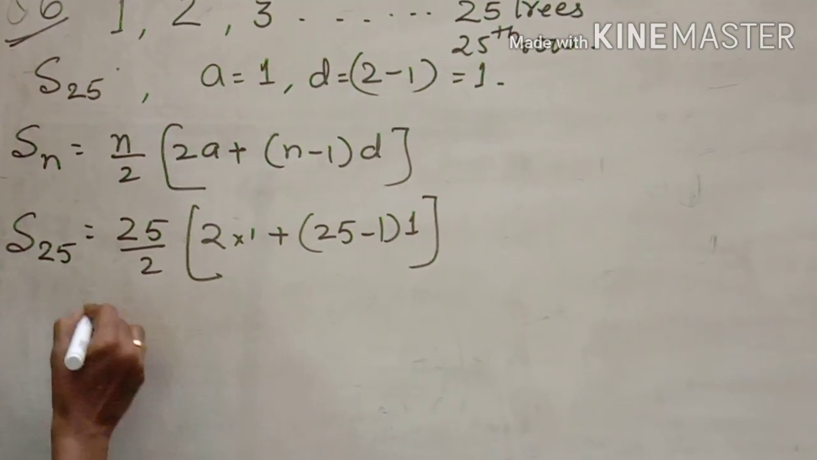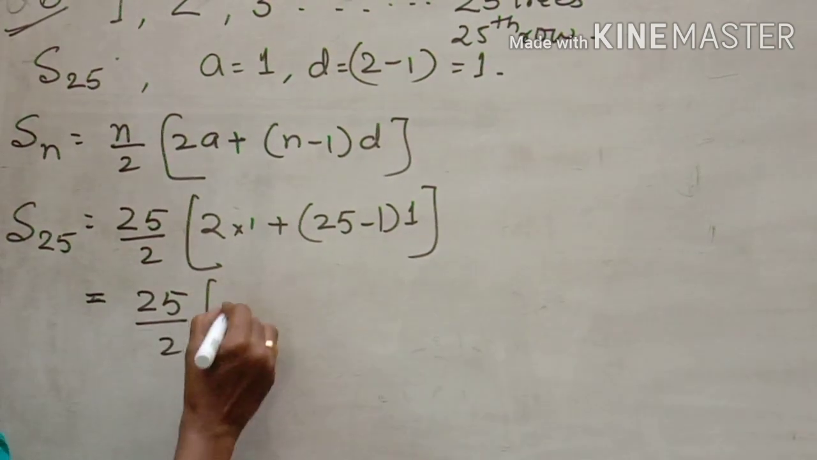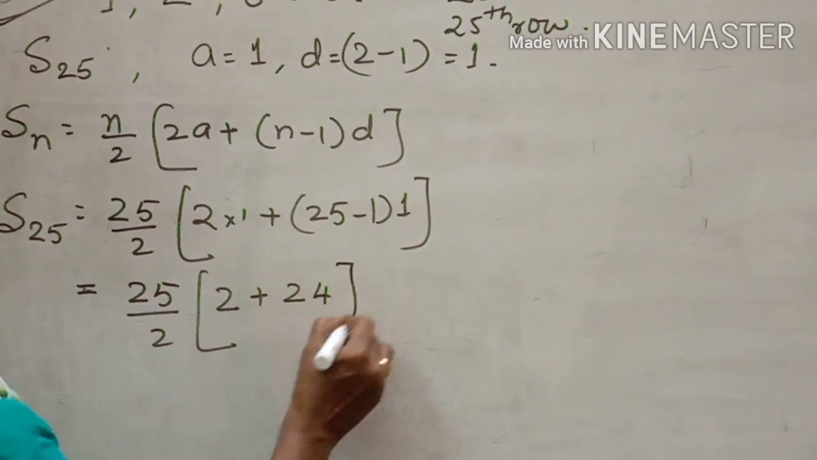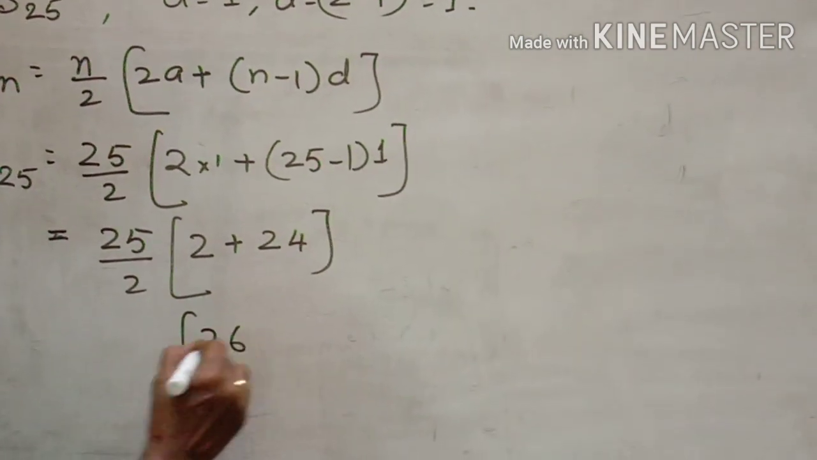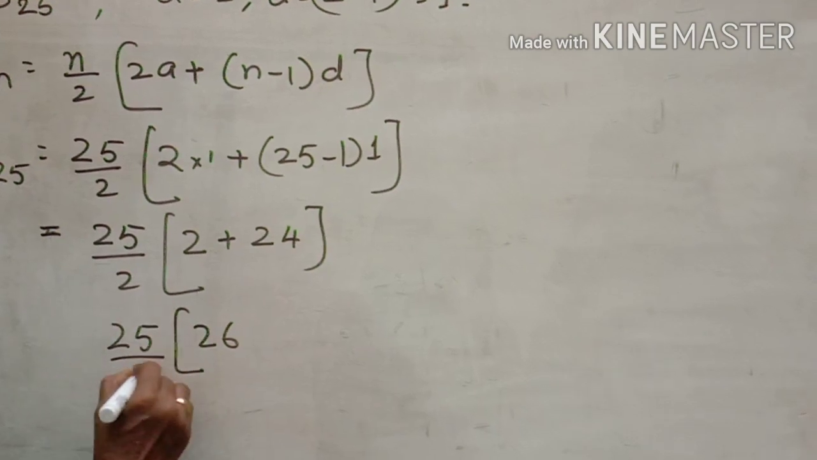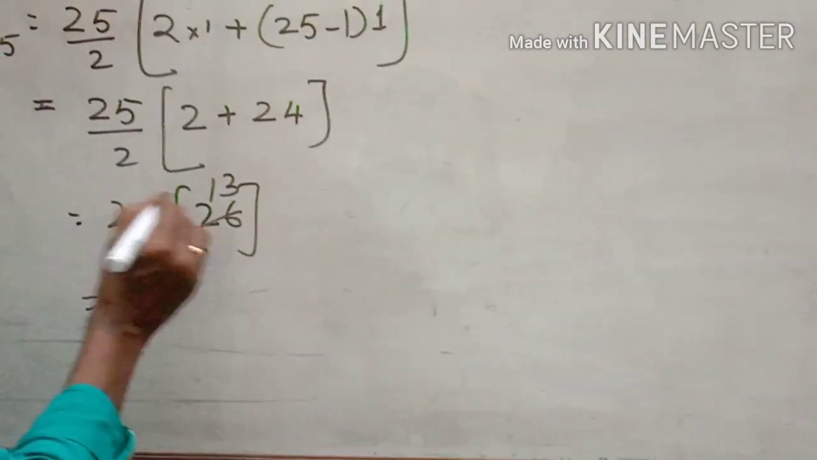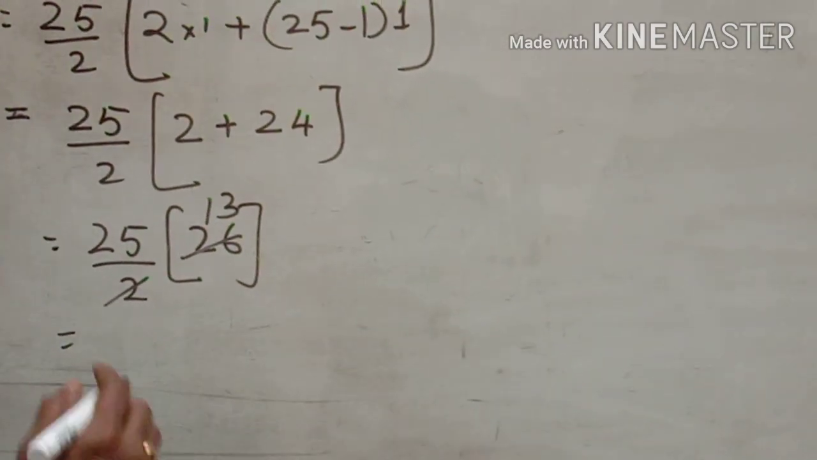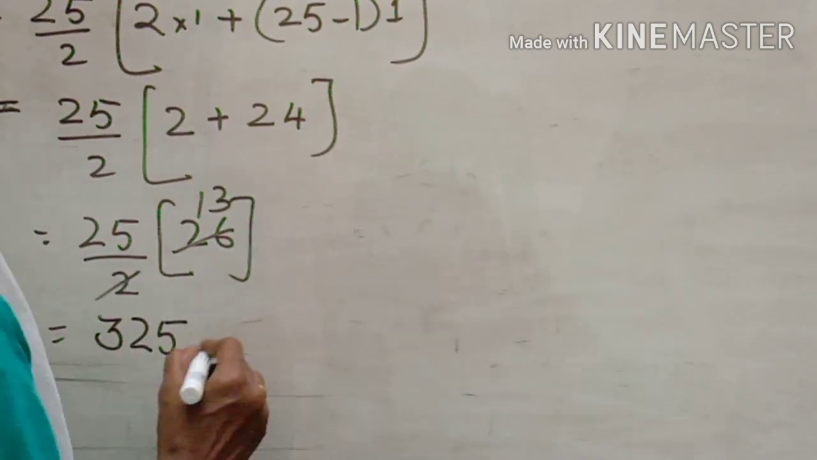That is equal to 25 upon 2. Here 2 plus 25 minus 1 is 24, into 1, 24. This is 26. 25 upon 2, this will be cancelled. So 13 into 25, that is 325 trees.